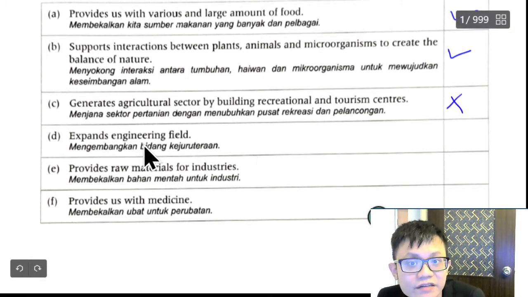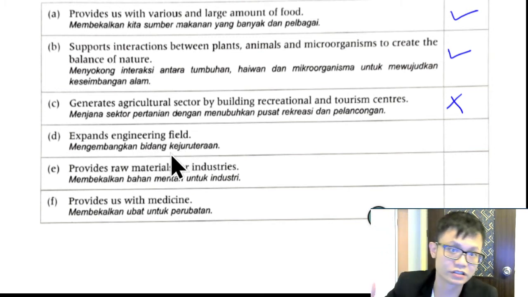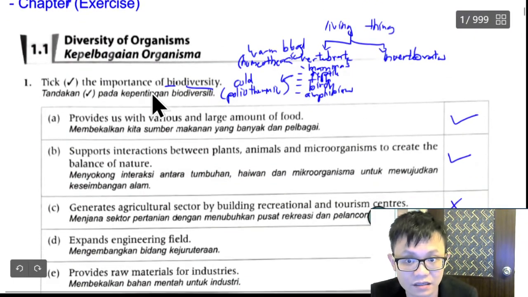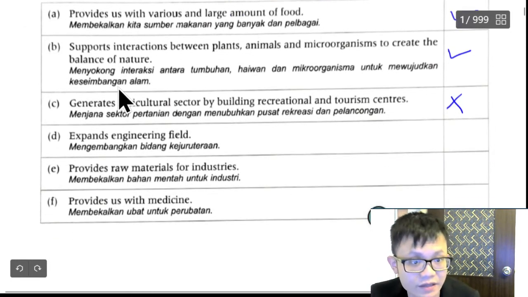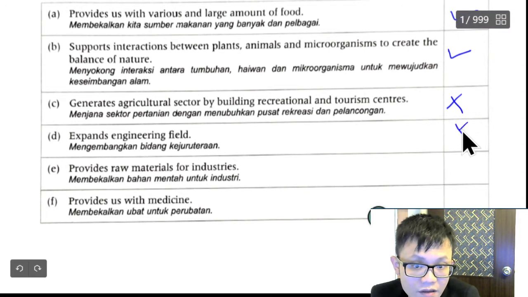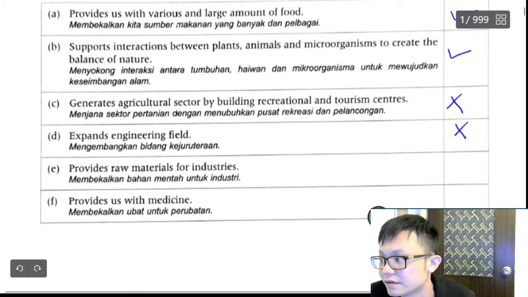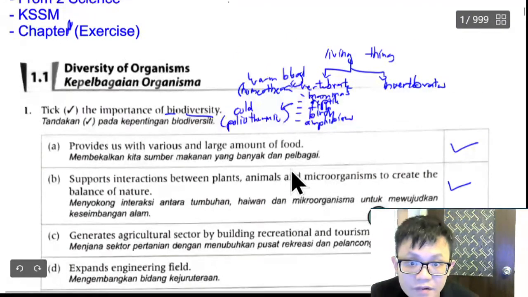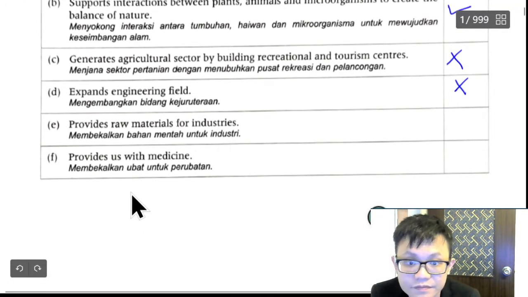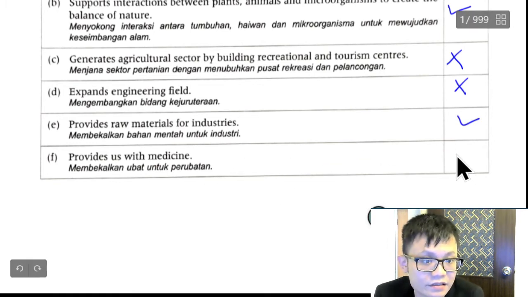Okay, expand engineering field again. This is important because we want to study biology so that we can expand the engineering field, but this is not the importance of biodiversity. Okay, provide raw material for industry. So this one is important. And this one, provide us with medicine. This is also important.